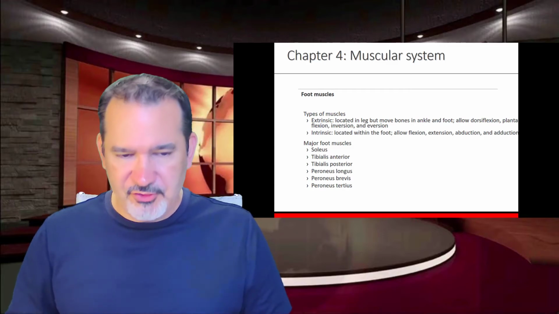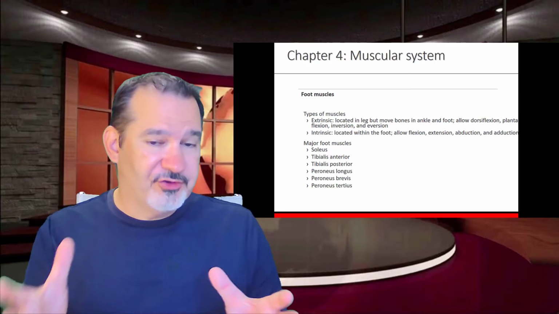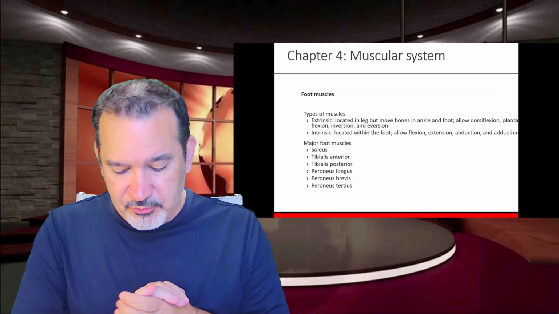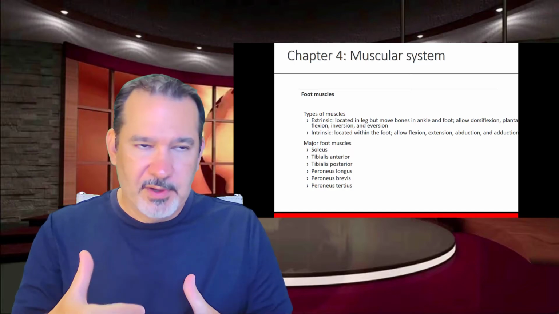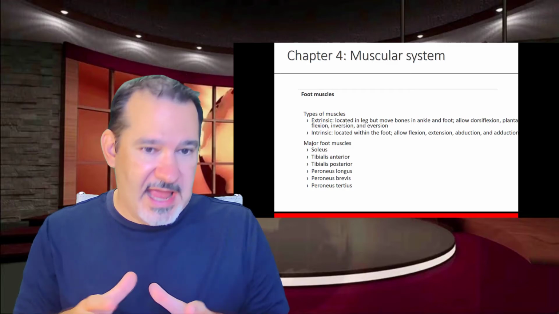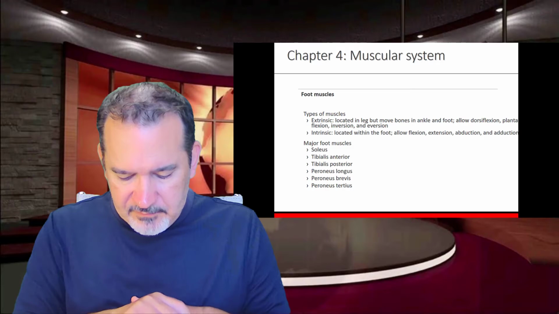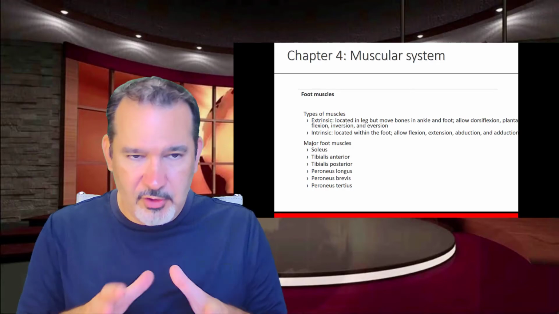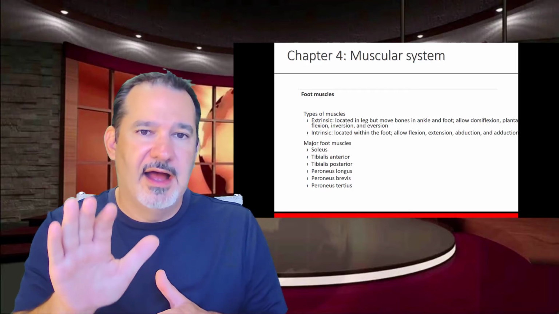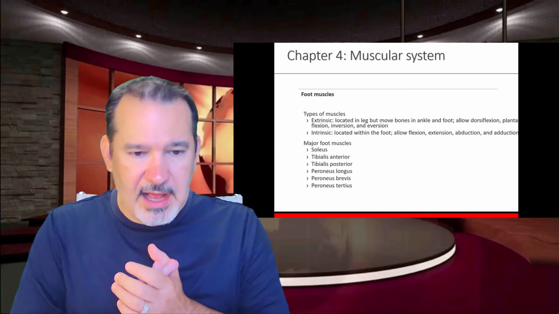Okay, different foot muscles. I like these two terms, the intrinsic and extrinsic. They work together. The extrinsic foot muscles are located in the leg, but they pull on tendons that move the bones of the ankle and the foot. And then the intrinsic muscles are located within the foot, and they allow for things like flexion and extension, abduction, adduction.